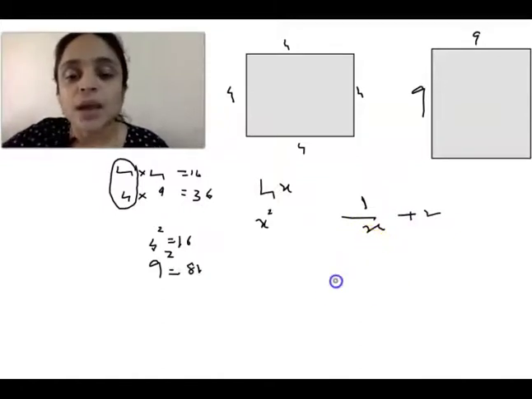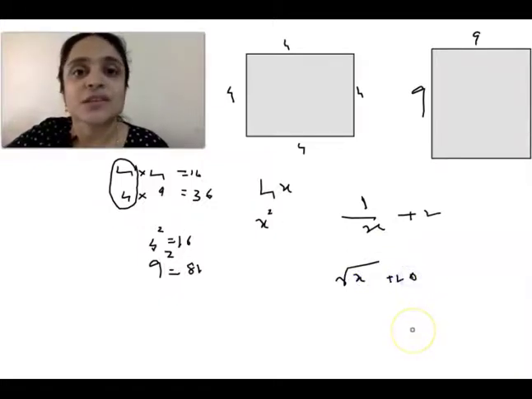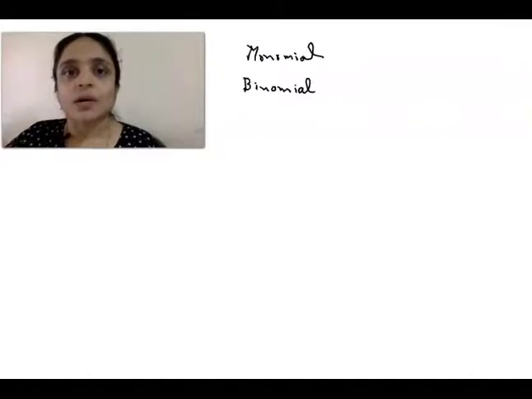Right? Now I'll give you another example. Root x plus 10. This is not a polynomial because its exponent is 1 by 2. Right? So these are not polynomials. Only those algebraic expressions having exponents as whole numbers are polynomials. Understood? Now let us see what are monomials and binomials.